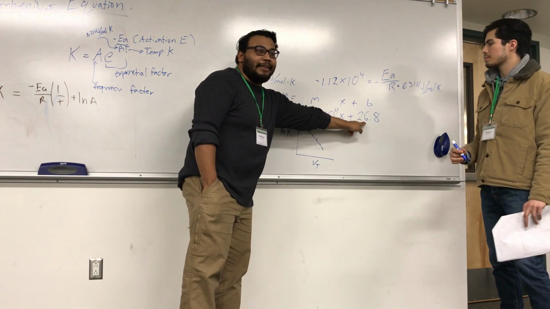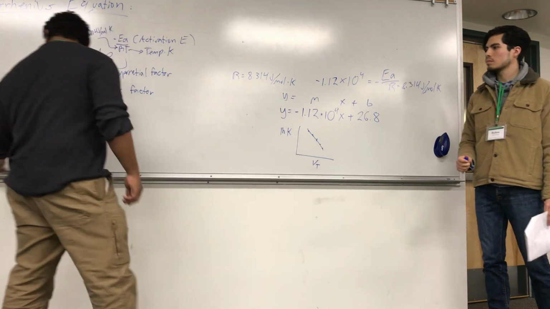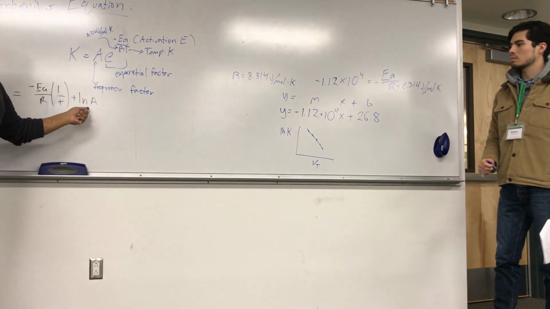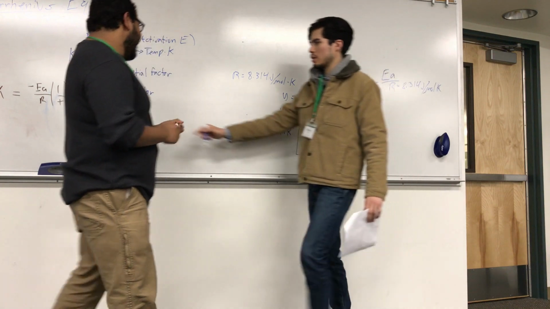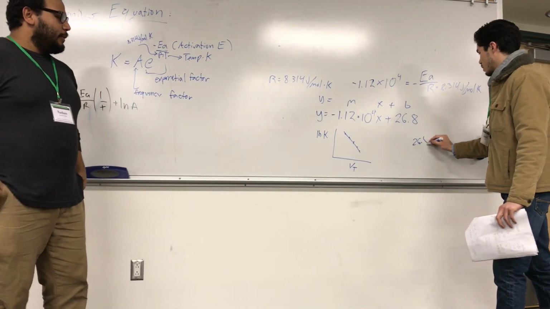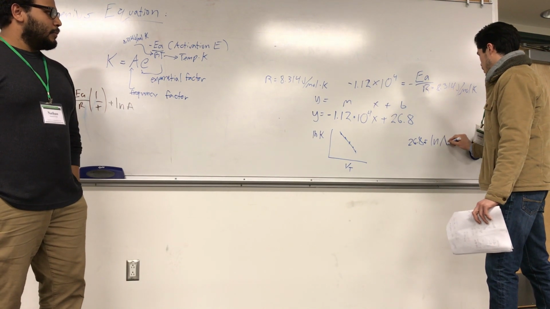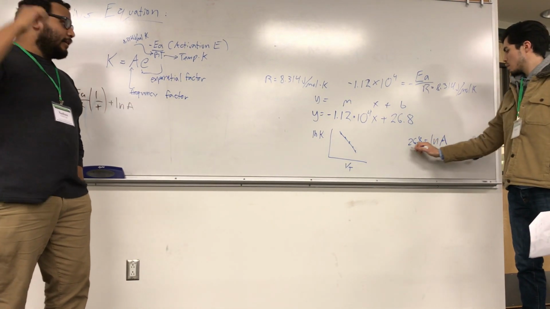And then if I wanted to know the A, which is your frequency factor, it would be this guy, 26.8. You would set that equal to ln of A, because this is our B, the same thing as this expression. So we have to write it out and just make it equal to each other. Then how do you get rid of the ln? Raise it to the e power.